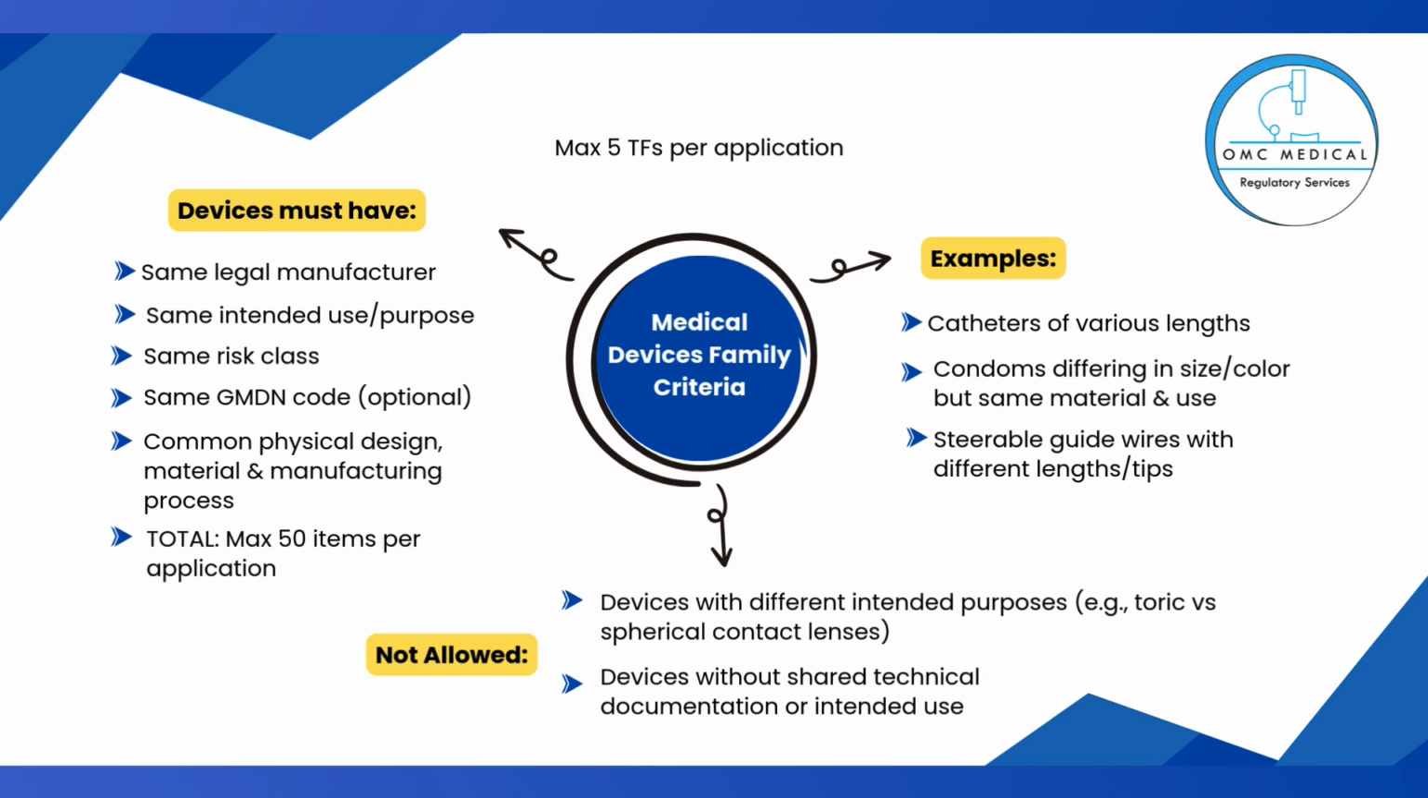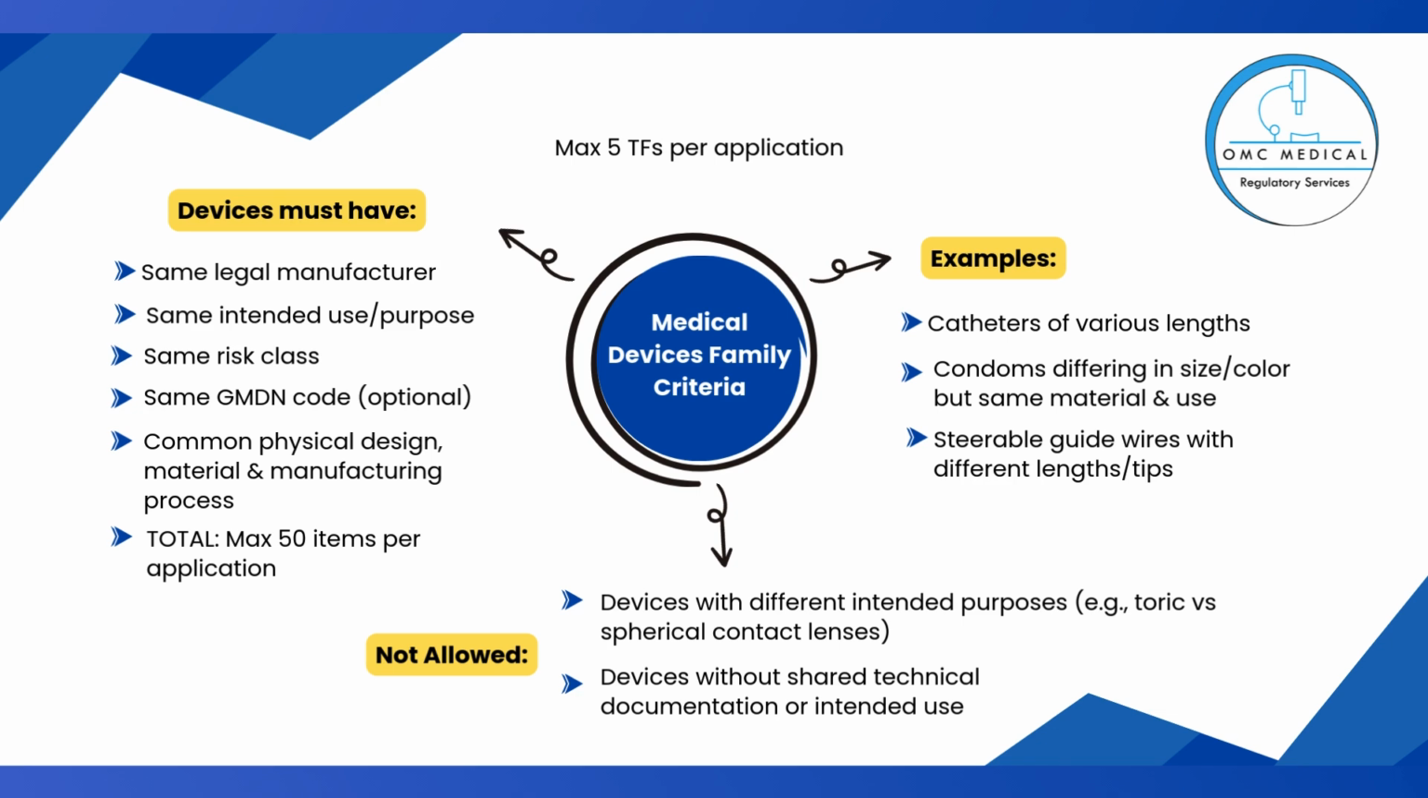Up to 5 technical files, or TFs, can be submitted in a single application. But for devices to qualify as a family, they need to meet several conditions. They must have the same legal manufacturer, the same intended purpose, the same risk class, and optionally, the same GMDN code. They should also share a common design, construction material, and manufacturing process. And most importantly, the total number of devices in one application must not exceed 50 items.